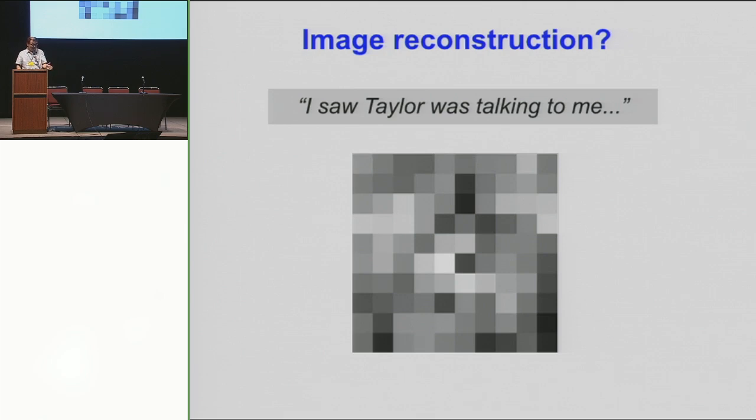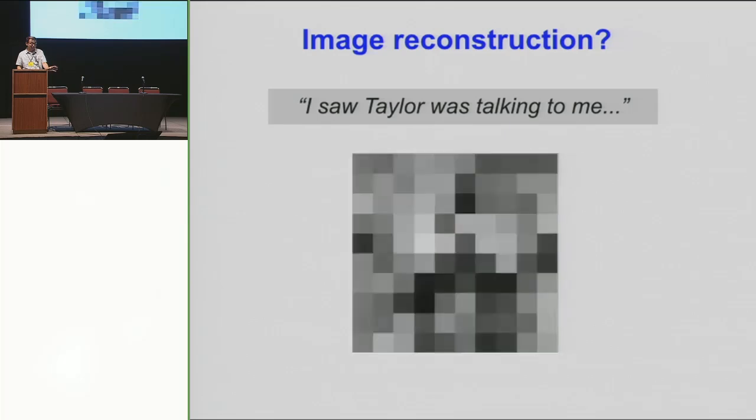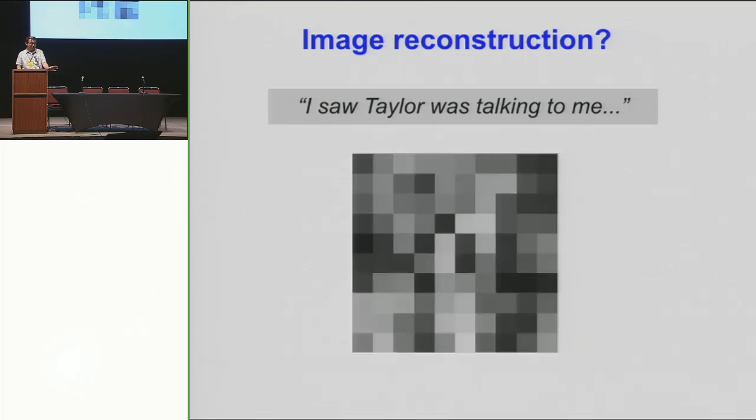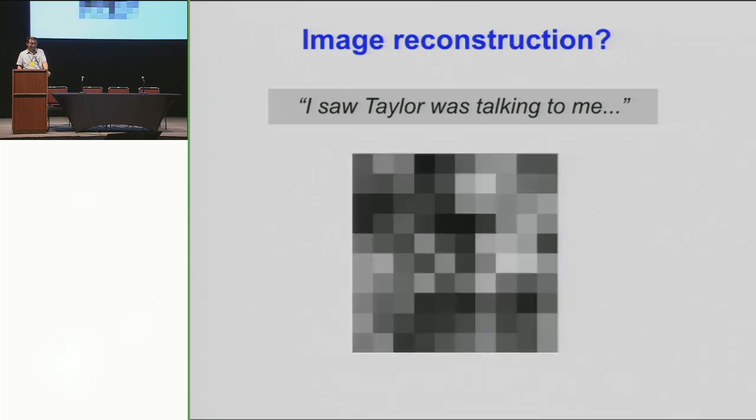So we used the brain activity pattern just before awakening. For this particular example, upon awakening, the subject reported that I saw Taylor was talking to me. The subject was one of my students, and Taylor was an American intern student at that time. And so this is the reconstruction from the sleeping brain just before awakening. Can you see Taylor here?